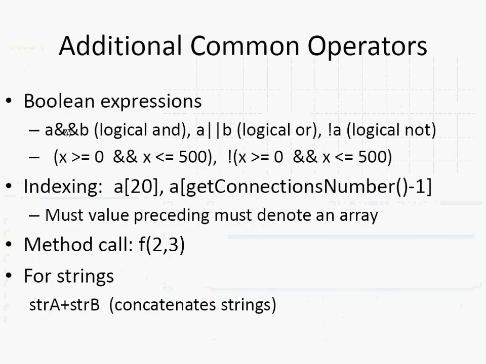And indexing is another thing. We say A of 20. A is an array. It looks up the 21st element of it because 0 is also an element. 0 would be the first element, 1 would be the second element, etc. We could have a method call here. This is very common. We call this method, we give it the 2 pieces of information it needs for its so-called 2 parameters, and it will return.